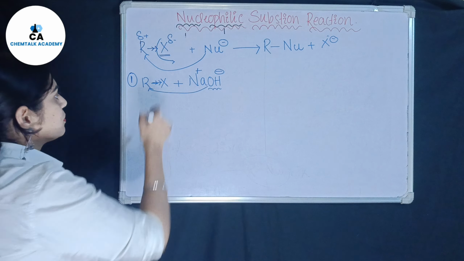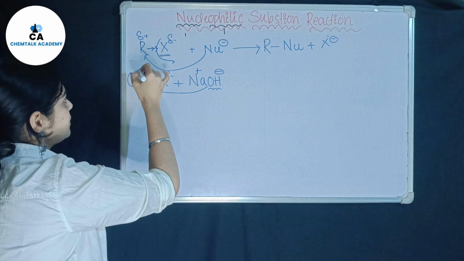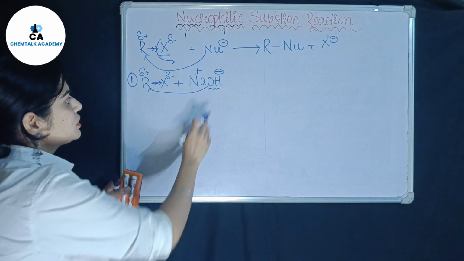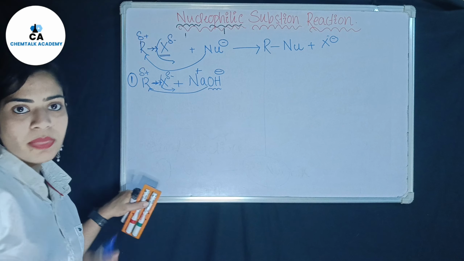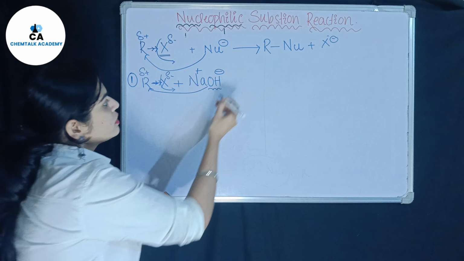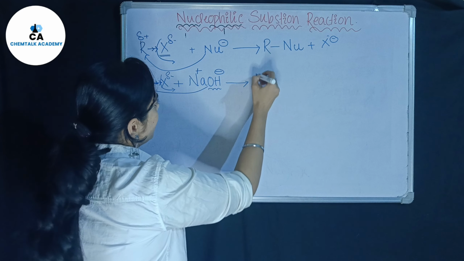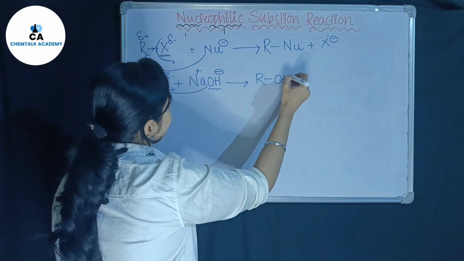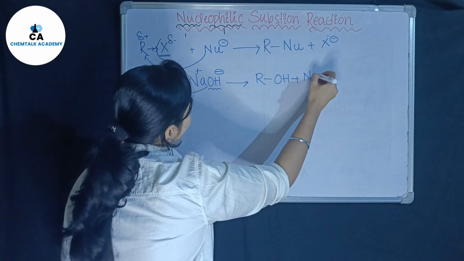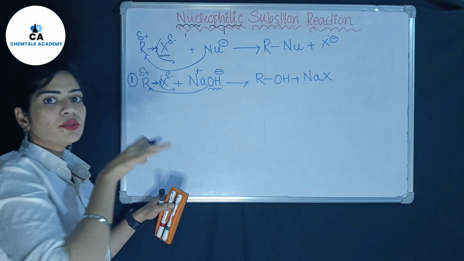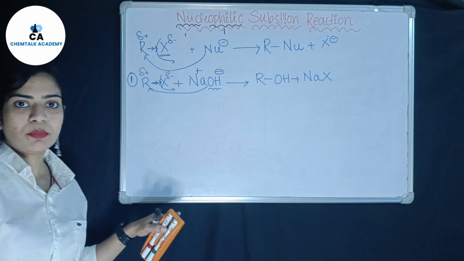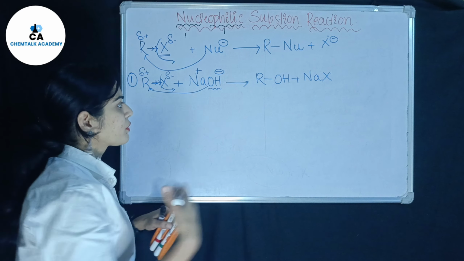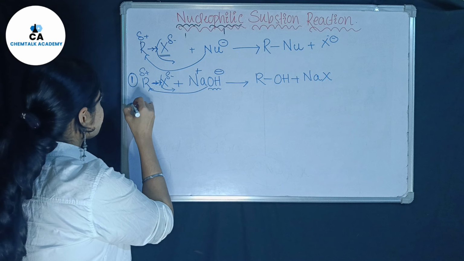Our alkyl group acquires a partial negative and this acquires a partial positive. So the attack of the nucleophile takes place. Now this X is removed as it is the leaving group. So now what will be the product? R OH plus NaX. As I told before, X can be any halogen: fluorine, chlorine, bromine or iodine. Clear? Okay, the next one.